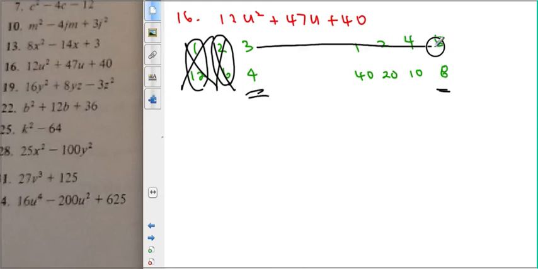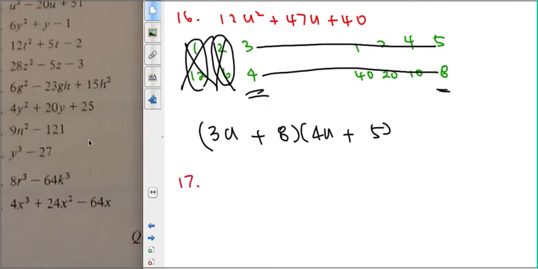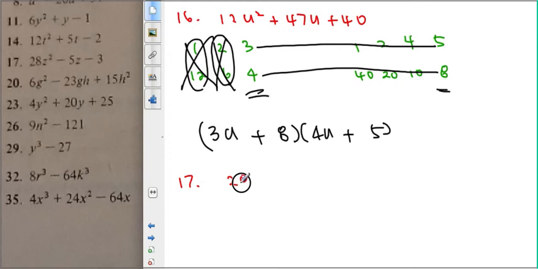So 3 times 5 can multiply, 4 times 8 can multiply. That means we have 3u has to multiply to 5, and then 4u has to multiply to 8. All of them are positive, so I can easily put positive and positive, and that becomes our answer. Number 17. 28z squared minus 5z minus 3.